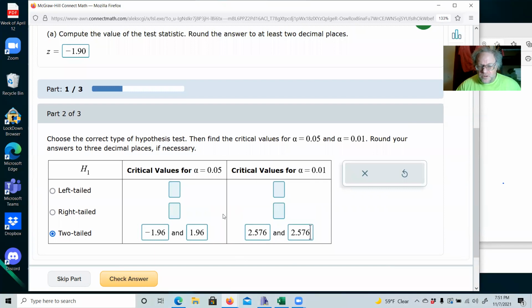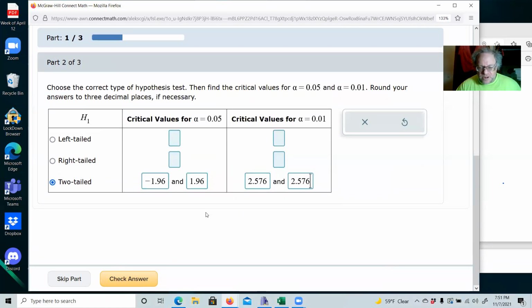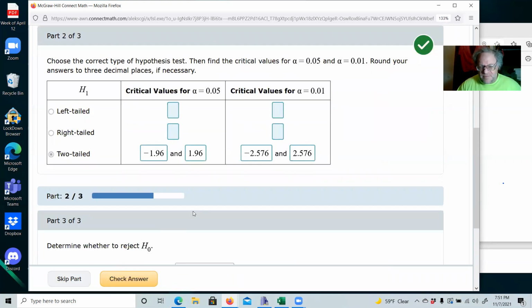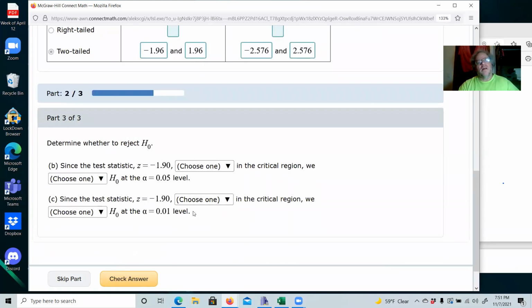All right, so it's a two-tailed test. That's what our values are going to be, and we'll be okay with that. Fingers crossed. Oh, I forgot the negative. Okay, glad I flagged that.